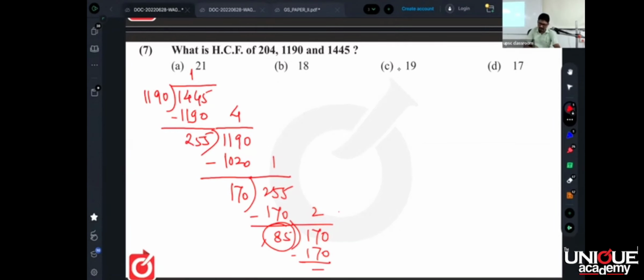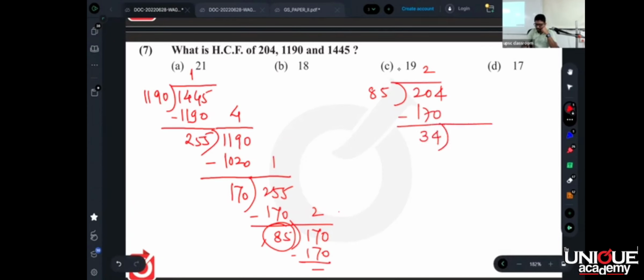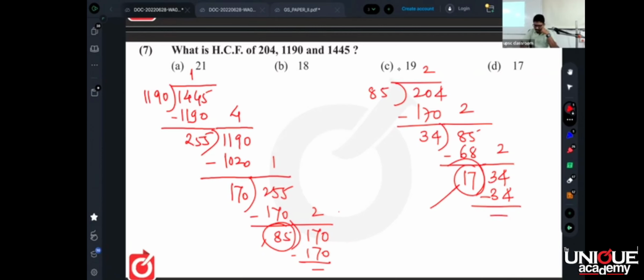Now 85 is the FCF, and the remaining number of the 3, the smallest one, is 204. Of these 2, whichever may be greater or smaller doesn't matter. Divide the greater number by the smaller one. So by 85 we have to divide 204. 85 2s are 170. The remainder is 34. By 34 we have to divide 85. 34 2s are 68. The remainder is 17. By 17 we have to divide 34. 17 2s are 34. The remainder is 0. Whatever is the FCF in the second one, that is the required FCF. So that is 17. Is it clear to all of you?